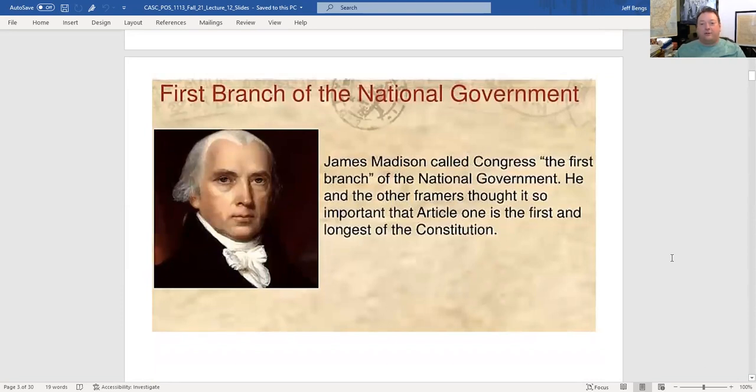The founders, and James Madison specifically, who is considered the father of the Constitution, referred to Congress as the first branch of the national government. And again, he and the other framers thought it was so important that this is the first article in the Constitution. Not only is it the first article, it's the longest one.